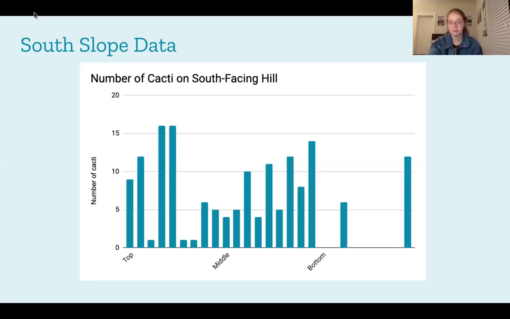But as for the actual data points from the cacti distribution on the south slope, as you can see, the data points from the top section of the hill are pretty varied. There were either a lot of cacti or not very many at all. And then in the middle section, there are pretty steadily high to medium numbers of cacti. Again, we think this is because of the disturbance that was occurring in that area. And then towards the bottom of the hill, typically there were no cacti at all. We did have a couple of anomalies where cacti were growing in the shade, but we'll also talk about that a little bit later.